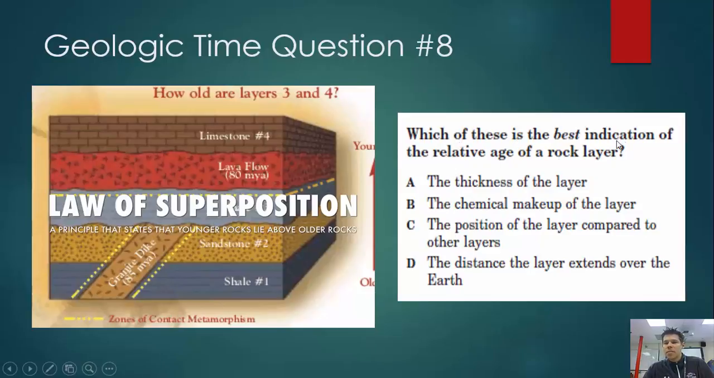So which of these is the best indication of the relative age of a rock layer? Not the thickness, not the chemical makeup of the layer, but the position of the layer compared to other layers. So that's what relative dating and relative age means. So our best answer here is C.